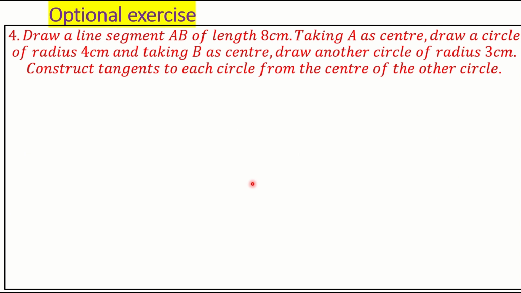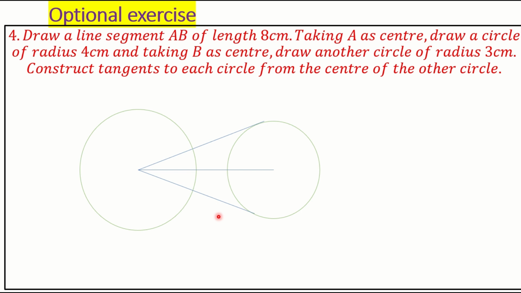Next. Draw a line segment AB of length 8 centimeters, taking A as center. This is a problem for construction actually. First you have drawn AB, then a circle here, then another circle here with 4 centimeters. Draw another circle with radius 3 centimeters. This is the 8 centimeters line, this is the 4 centimeters radius, this is the 3 centimeters radius. Let's assume there is a 1 centimeter gap between them.